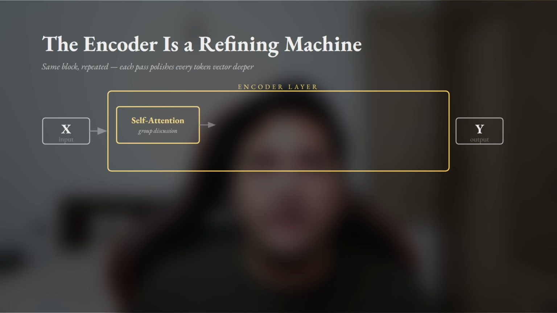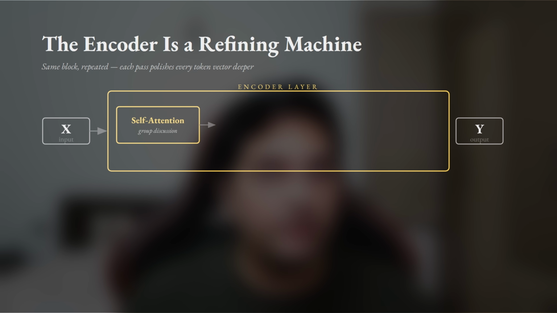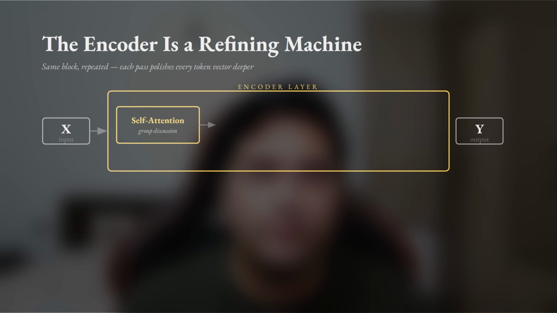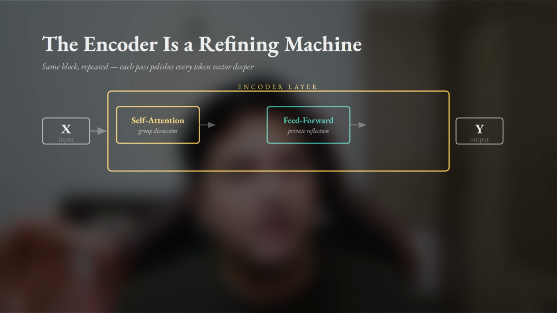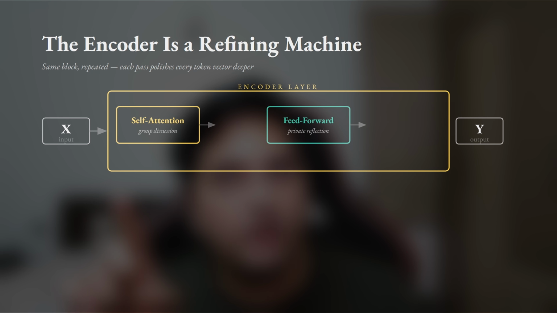The first thing X encounters is self-attention sublayer. The label below it says group discussion, and that name is deliberate. Self-attention is the moment where every token in your sentence is allowed to look at every other token simultaneously. No token is processed in isolation here. The word cat and the word sat and the word mat, they all exchange information with each other before any individual processing begins. After the group discussion, each token goes into its own private room, that is feed forward sublayer.